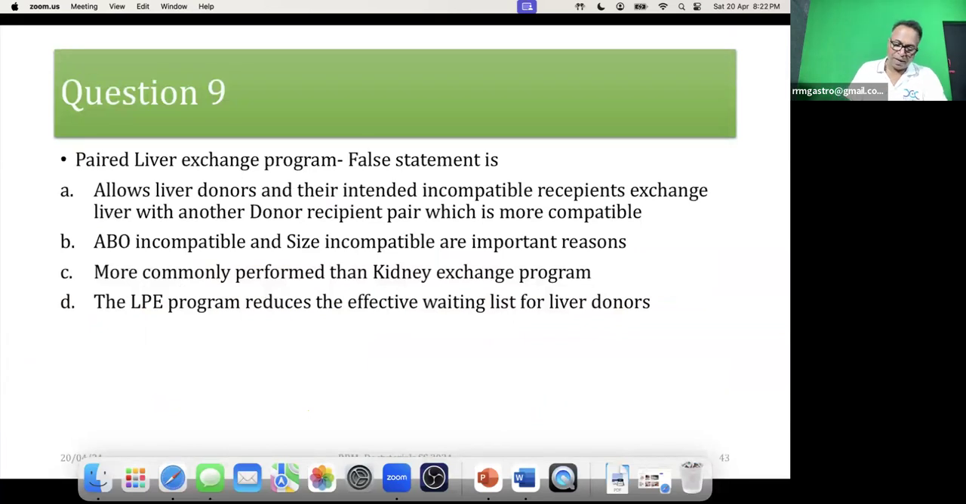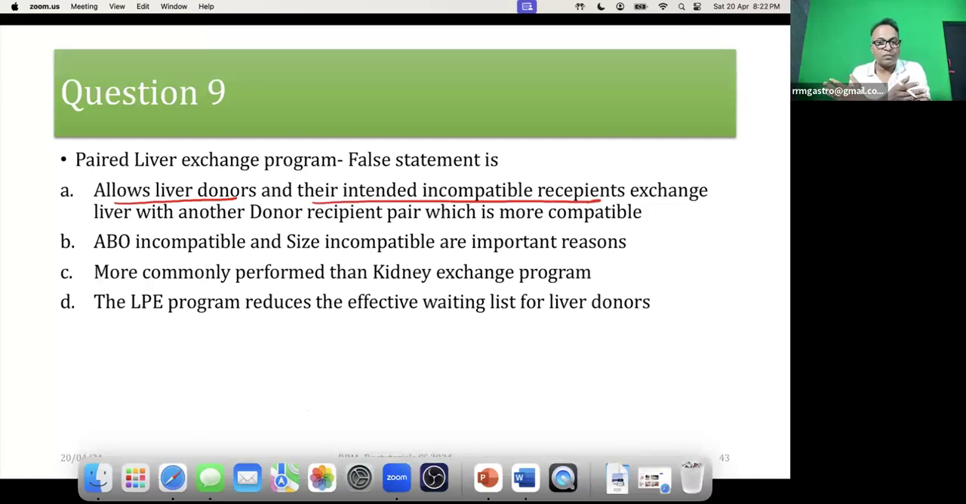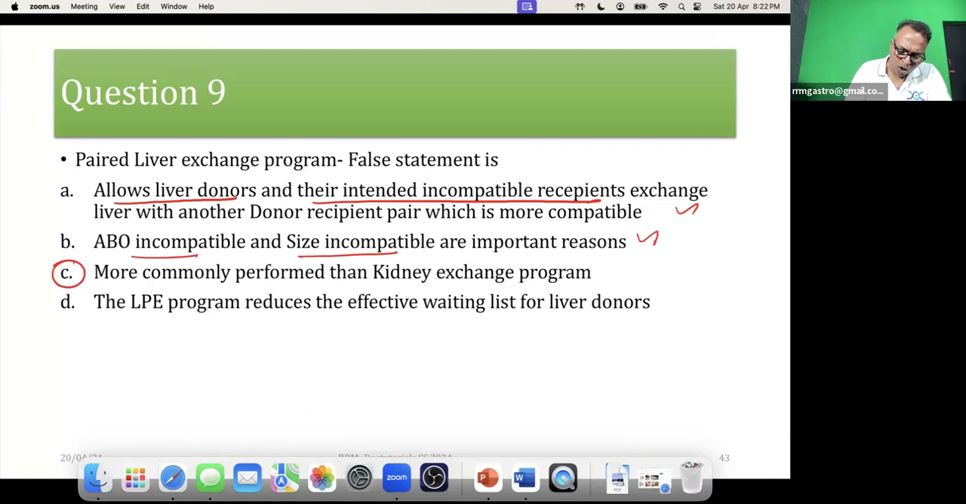Answer this question: the liver program allows liver donors and their intended incompatible recipients to exchange livers with another donor-recipient pair which is more compatible. True. ABO incompatible and size incompatible are important reasons. More commonly performed than kidney is wrong. Kidney is commonly done because kidney transplant is not going to have any procedure-related complications. Usually it is very less. Therefore, for kidney transplant, it is commonly done. Liver program exchange reduces the effective waiting list for liver donors.